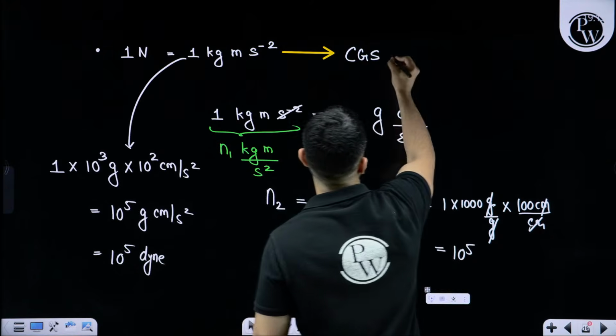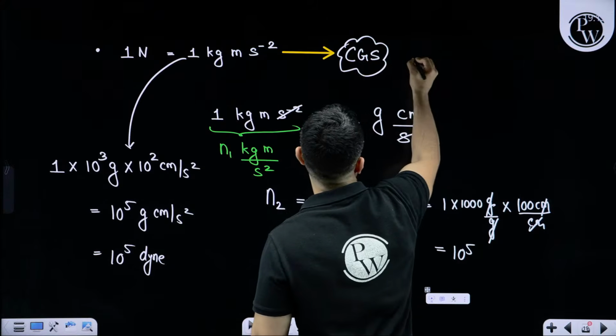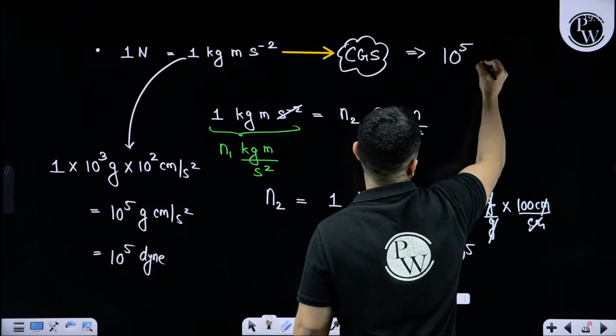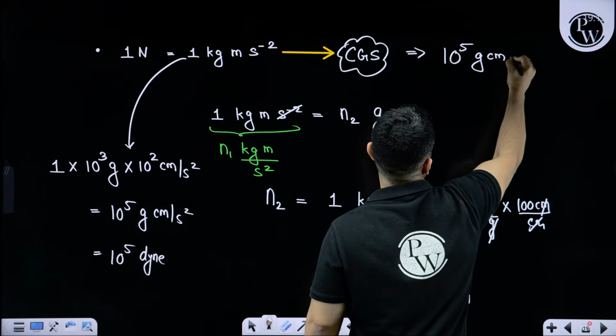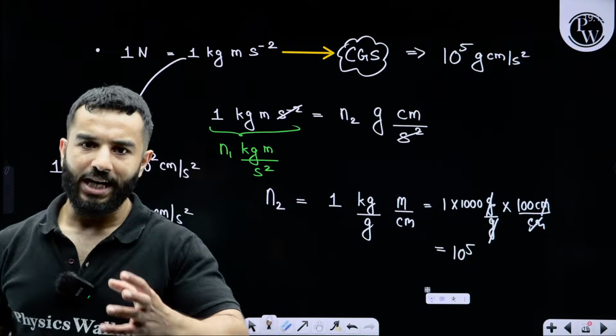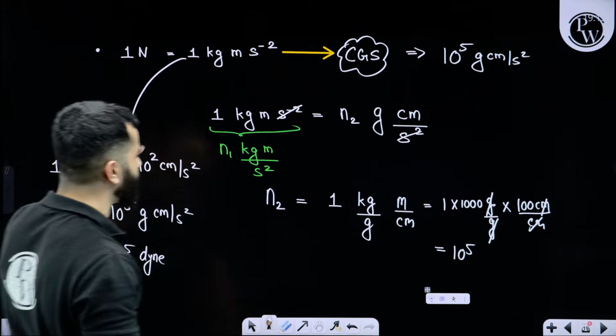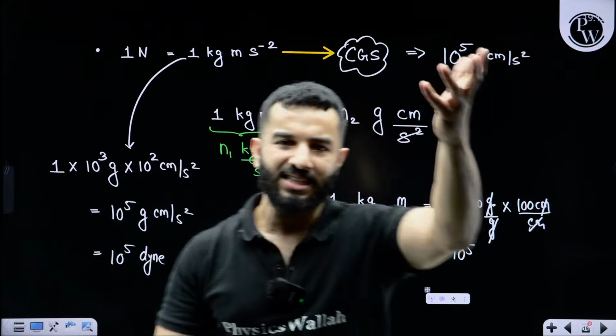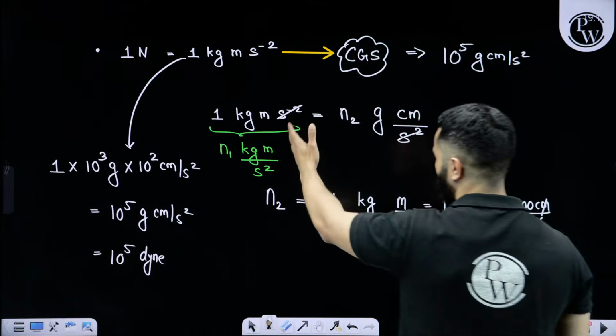So that means in CGS system, we can write the N2 is 10 to the power 5 and the CGS unit is gram centimeter per second square, or this thing is also known as dyne. So what I'm trying to say is we have been doing this from, I mean, from 6th, 7th, 8th class maybe, right? So this is old stuff.